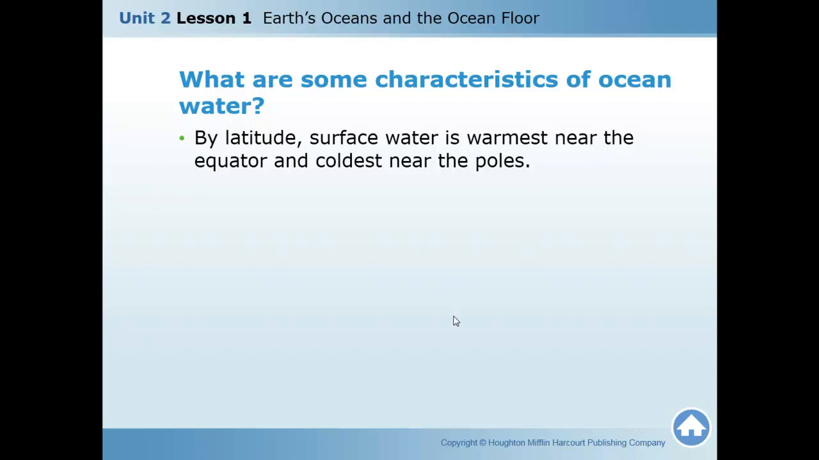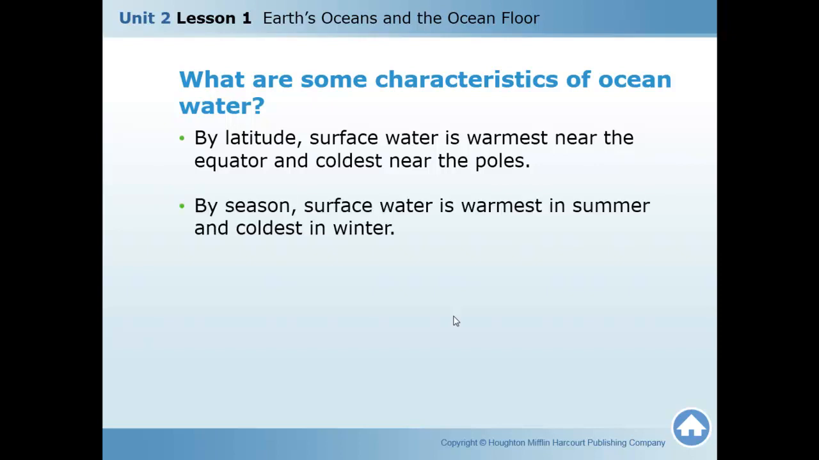The surface water is warmest near the equator and coldest near the poles. By season, surface water is warm in summer and cold in winter. So the surface water temperature changes according to the season.